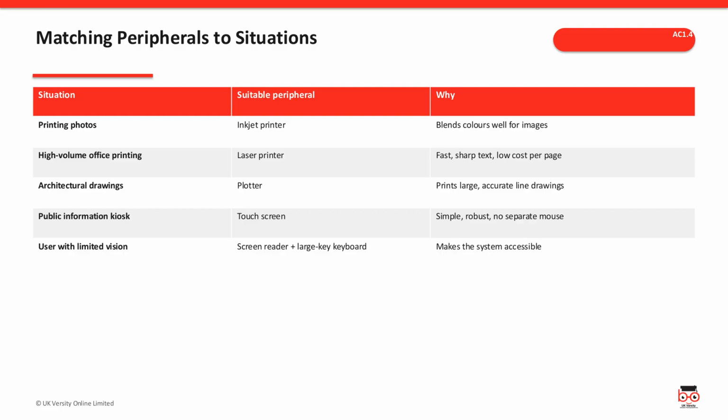Big architectural drawings call for a plotter. A public information point wants a robust touchscreen with no fiddly mouse. And a user with limited vision is served by a screen reader paired with a large key keyboard. Same idea, but the right tool shifts with the situation.